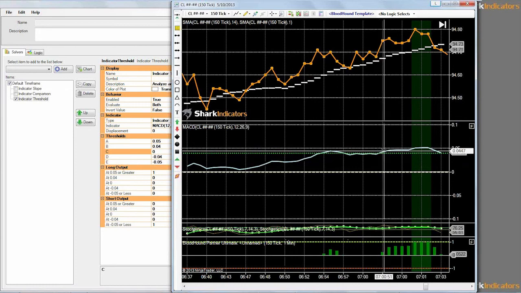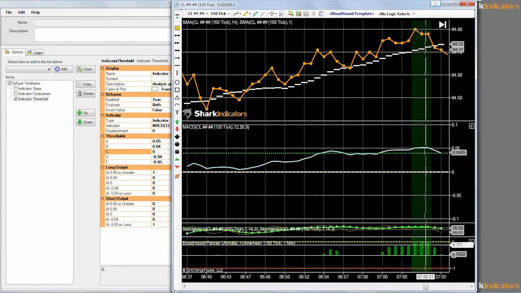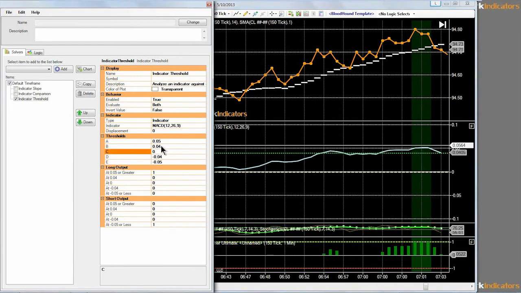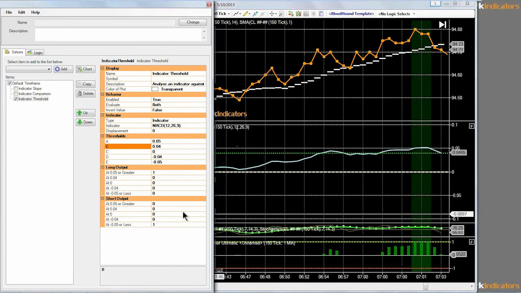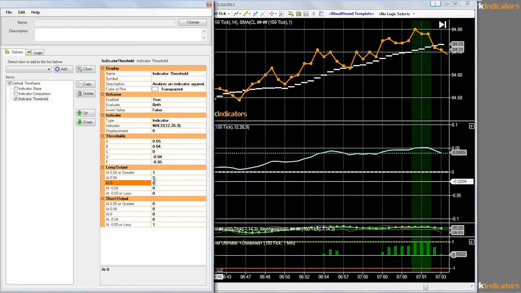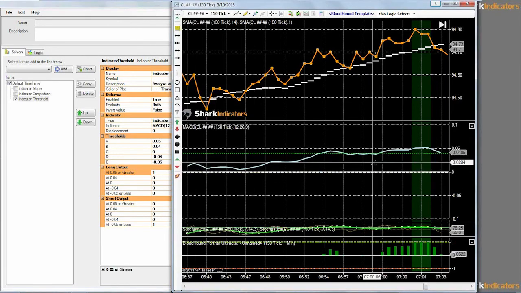And so we can see as the MACD value ranges between 0.04 and 0.05, now we're starting to get some output from this solver here. So anything less than 0.04, there's no output. And that goes back to how we have the output section set. So when the MACD line is at 0, we have no output. And when it's at 0.04, there's no output. But when the MACD ranges from 0.04 to 0.05, we're going to start ranging from 0% confidence to 1 or 100% confidence, just as we can see here.